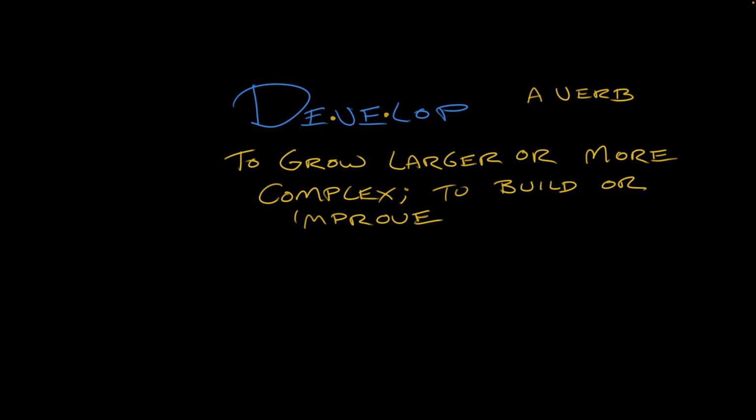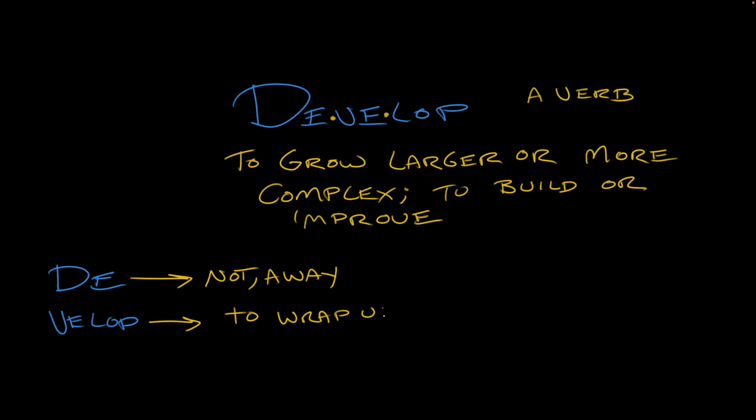Now, let's develop our understanding of this word by breaking it down into parts. The de part is just another form of the Latin dis, meaning not or away. And velop comes from a French word that means to wrap up or to roll up. But its origins beyond that are uncertain. I love word mysteries like that. So what this word means is the opposite of rolling or wrapping something up. We're developing it. We're unrolling it.